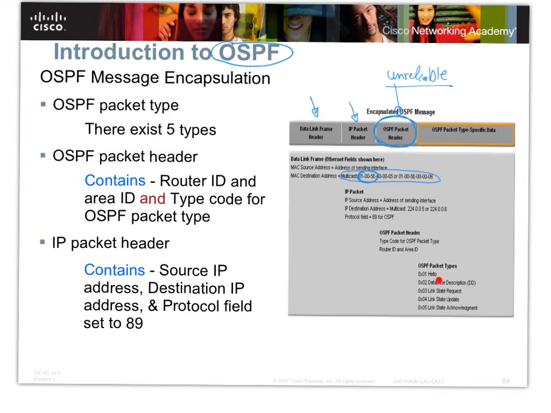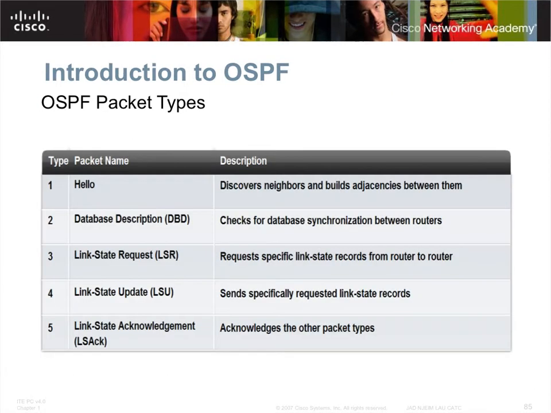We have the hello packet, and then 4 other types that we need to talk about, which are slightly different compared to EIGRP. Any questions so far? So these are the 5 types. The hello packet we all know about; it's used to discover neighbors and build adjacencies. Then we have database description, link state request, link state update, and link state acknowledgement.